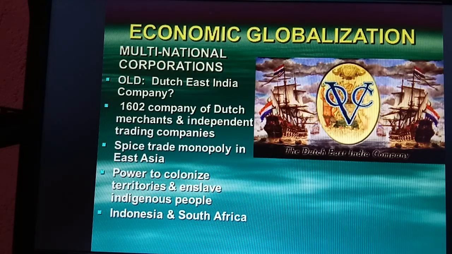Back to the Dutch East India Company of the Netherlands. Dutch merchants and independent trading companies as early as 1602 had spread to different parts of the world to trade. The spice trade monopoly in East Asia, I mentioned that earlier as well. One of the main motivations why European countries such as the Netherlands sent explorations outside the European continent through these big ships was the spice trade. And where are spices abundant? Spices are abundant in Asia. Where is the spice island known as Moluccas?